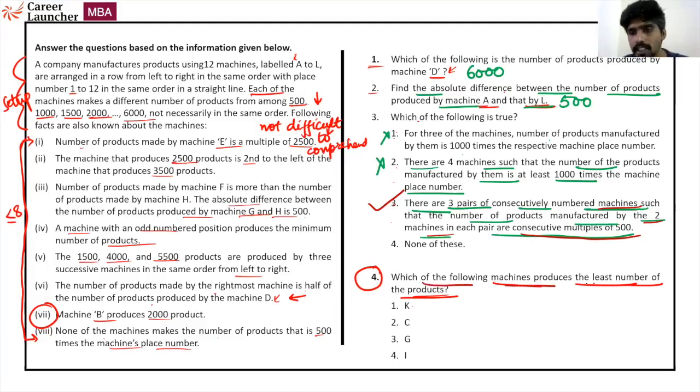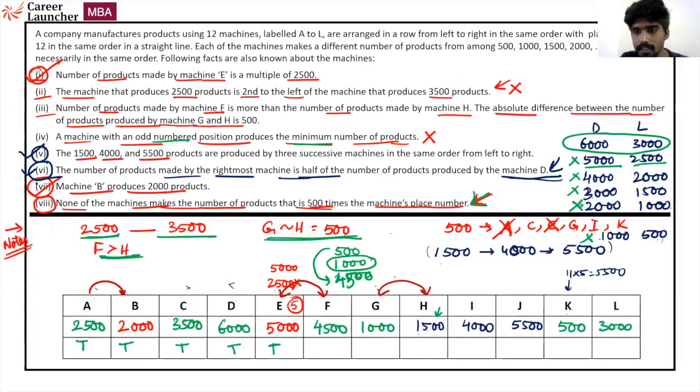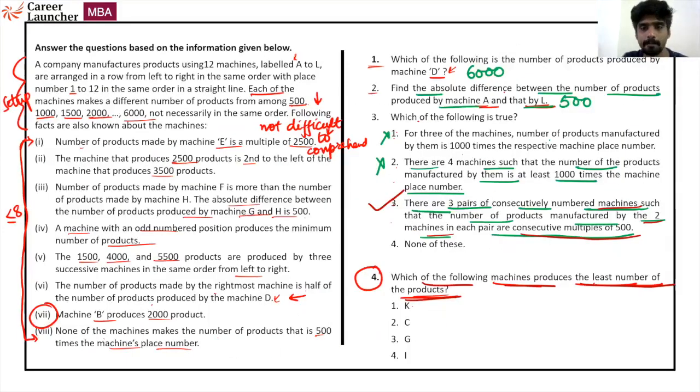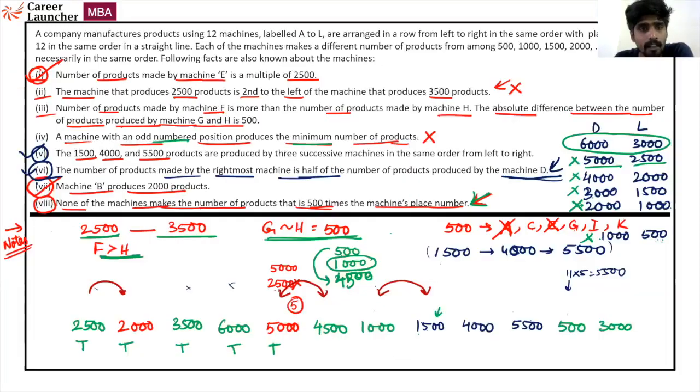Which of the following machine produces the least number of products? The least number of products are produced by machine K. So that was the set based on data arrangement that I had chosen for this particular video.